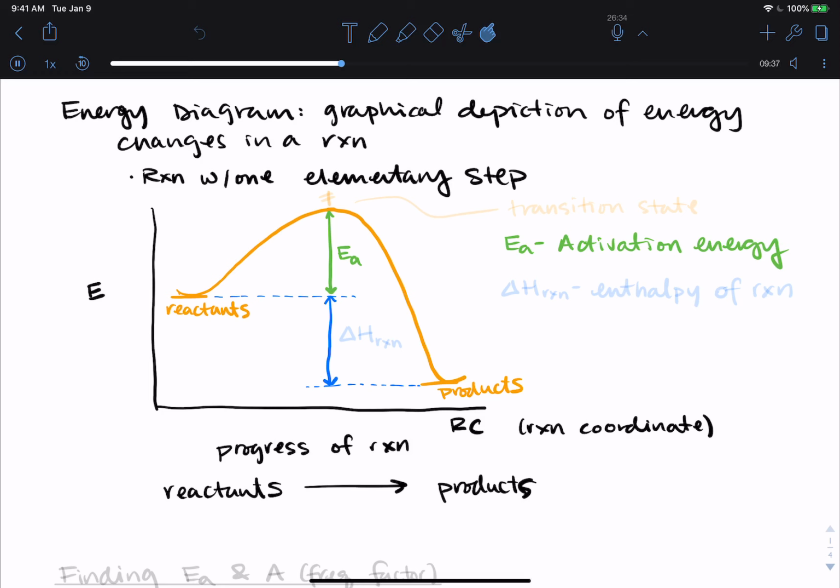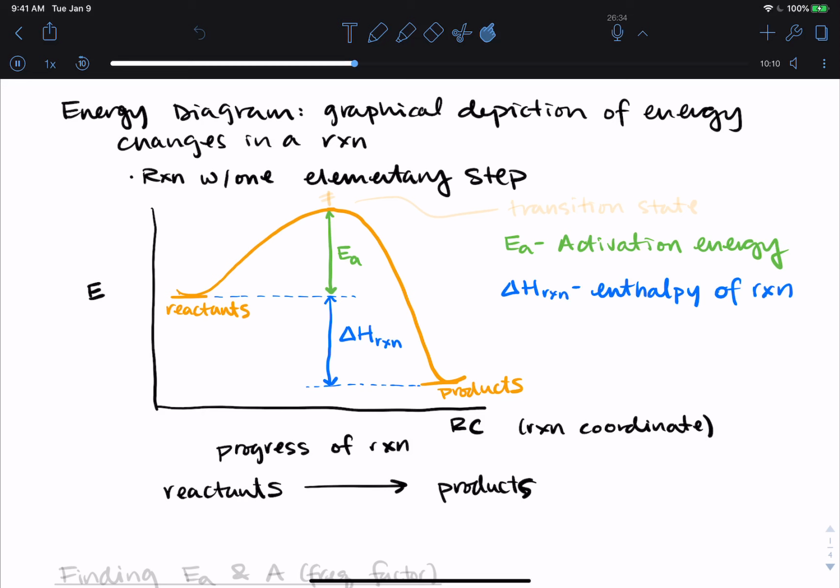And then the difference in energy between the reactants and the products is delta H of reaction. Like I said, if we've done thermo, you know what this means. If we haven't, this is the enthalpy of reaction. It just tells us how the energy of the products differs from the energy of the reactants, and it's something that we'll be able to calculate.